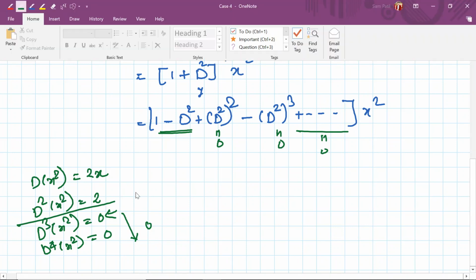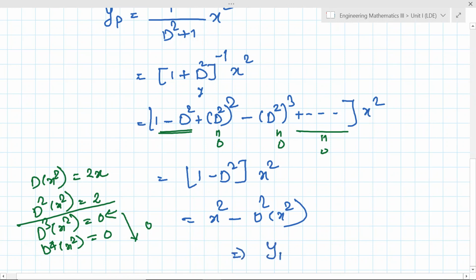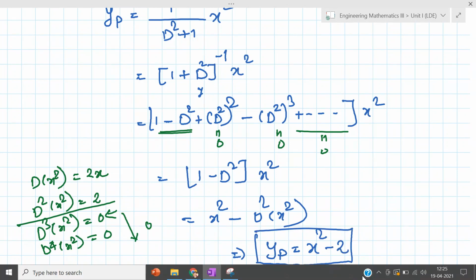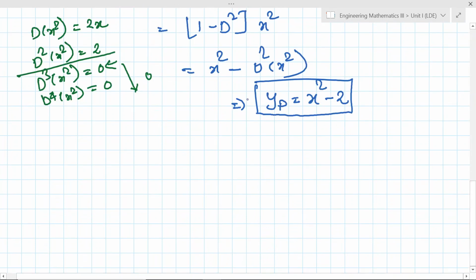Okay, so I hope you have understood this. So this is only (1 − D²) into x². So this is equal to 1 into x², which is x², minus D² into x². So the second derivative of x² is nothing but 2, and therefore from this my yp is x² − 2. This is my yp.